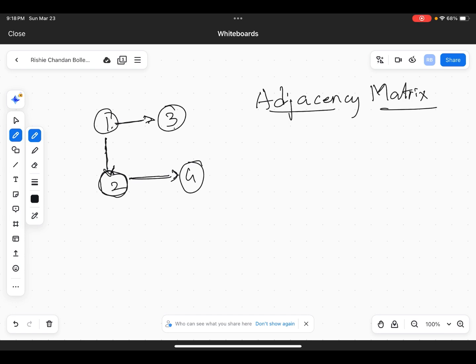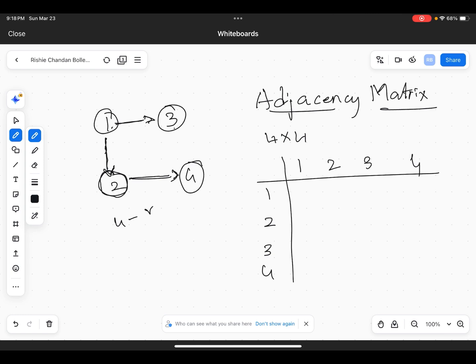So how does this adjacency matrix look? If we have 4 vertices, we can denote it with a 4 by 4 matrix. It's going to look like this. So let's fill in the values one by one. We are going to see if the vertices on the left side on the x-axis have a direct edge to the vertices listed on the y-axis.